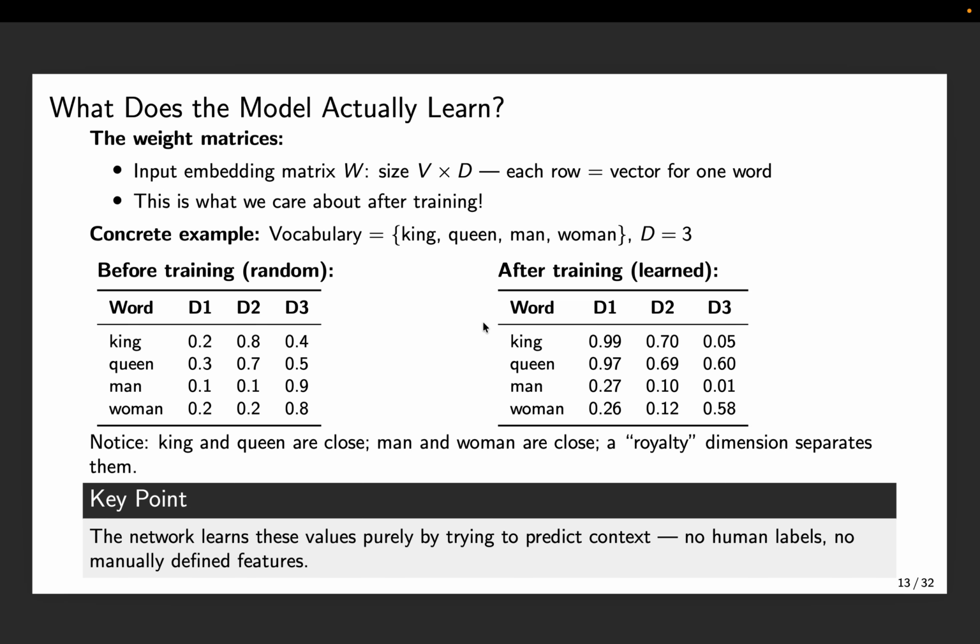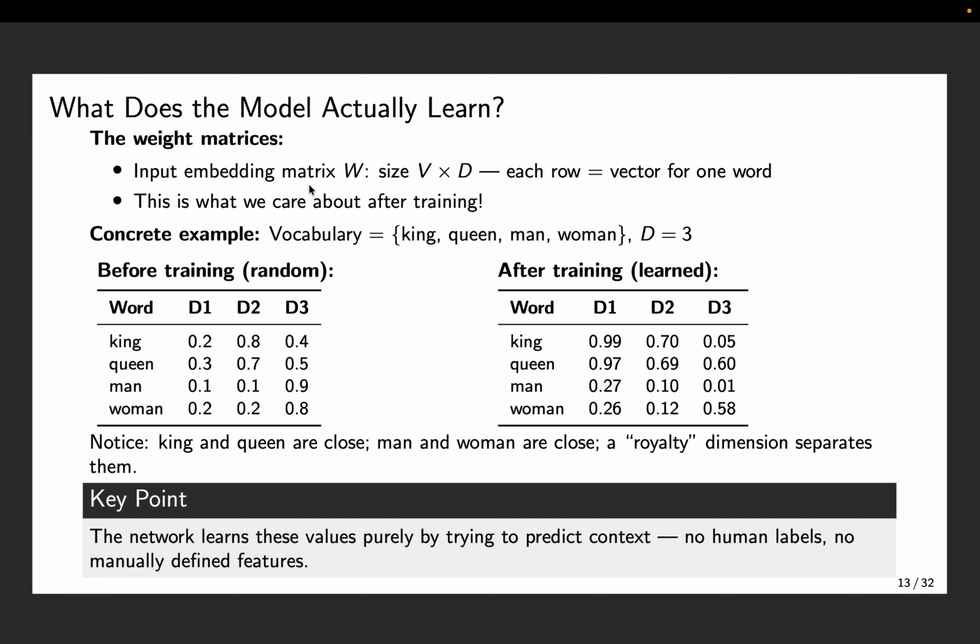When we train word2vec, we have two matrices. W, which is the input embedding matrix of size V by D, and W prime, the output matrix, also V by D. Each row of W is the vector for one word. After training, we keep W and throw away W prime. The rows of W, that's our word vectors. That's the whole point. Let me show you a tiny concrete example.